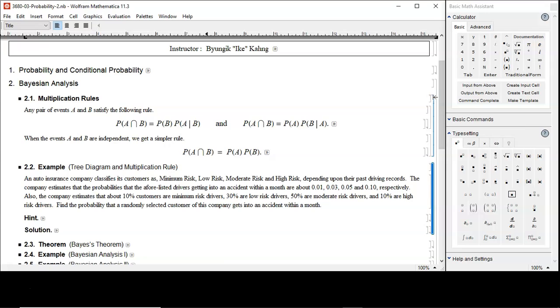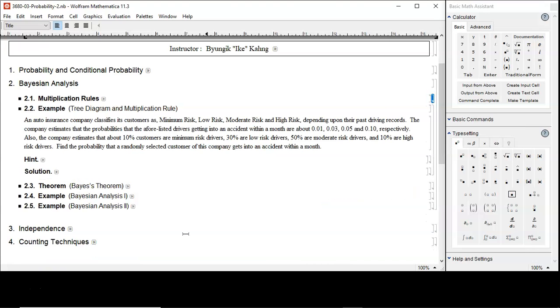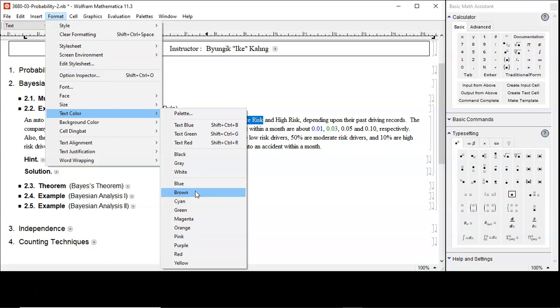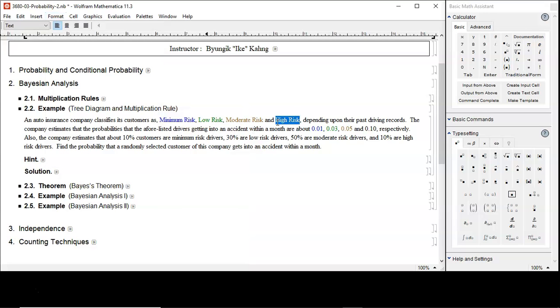Here's an example problem. An auto insurance company classified its customers as minimum risk, low risk, moderate risk, and high risk, depending upon their driving records. The company estimates the probabilities that of all listed drivers getting into an accident within a month are about 0.01, 0.03, 0.05, and 0.10 respectively. So minimum risk drivers, which I just highlighted in blue, have only a 1% chance of getting into an accident next month. And then low risk drivers, 3%. And then moderate risk, brown. And then high risk, 10% chance, respectively.